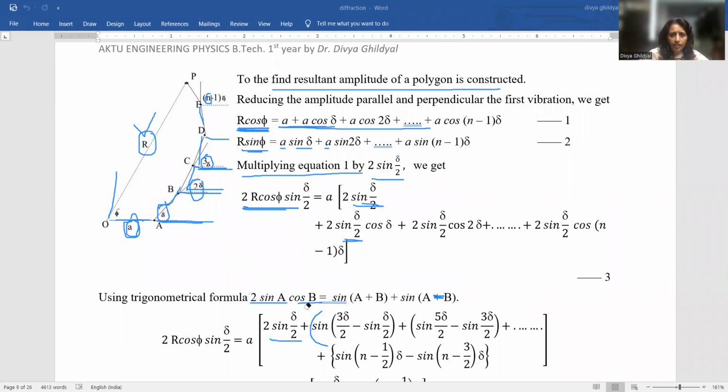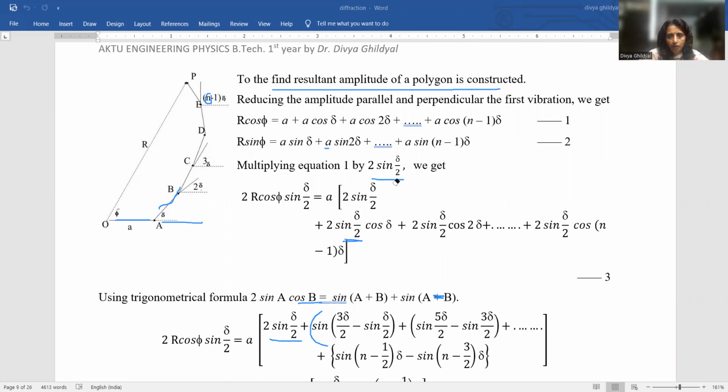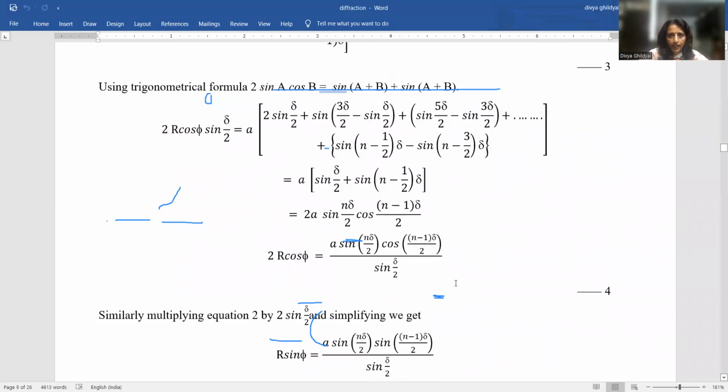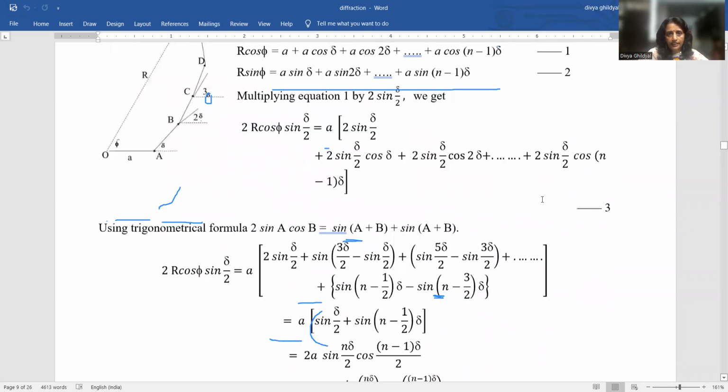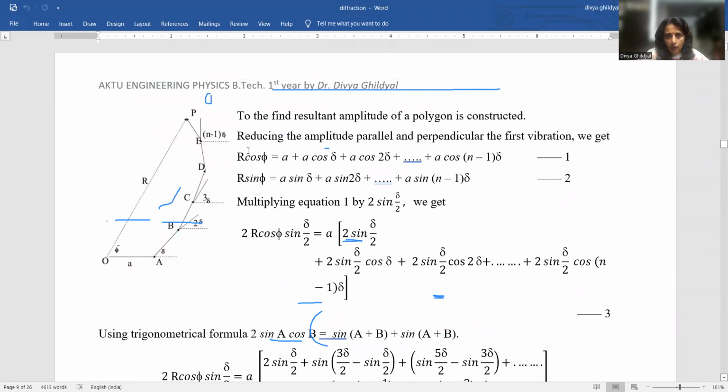Proceeding further, this is very simple. Only the components have been resolved in horizontal and vertical direction, and then their resultant sum has been taken. All this we are doing so that our target of finding an expression for intensity due to single slit in diffraction can be fulfilled. Now, I simplify this expression further, take the sum, and I get 2r cos phi equal to A sine n del by 2 cos (n minus 1) del by 2 divided by sine del by 2. In a very similar manner, I did this with equation 1.